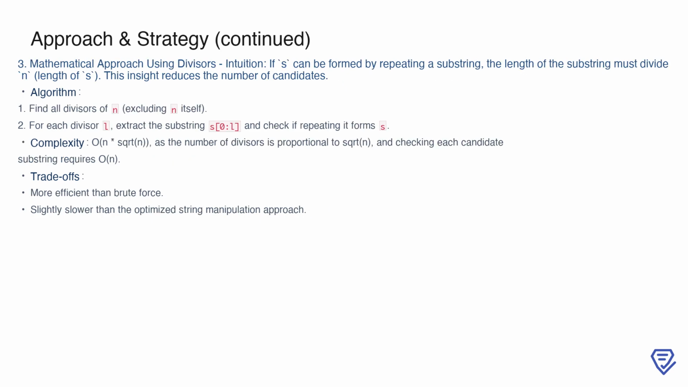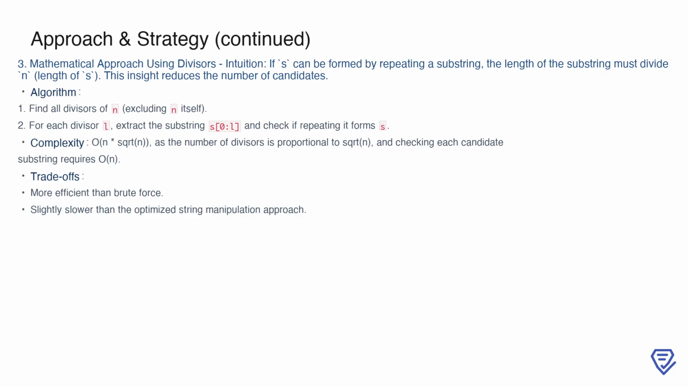Another strategy leverages mathematical properties of divisors. If the string can be formed by repeating a substring, then the length of this substring must be a divisor of the string's total length. Using this idea, we calculate all divisors of the string's length, excluding the length itself since it would represent the entire string. For each divisor, we extract a candidate substring and check if repeating it the appropriate number of times reconstructs the string.